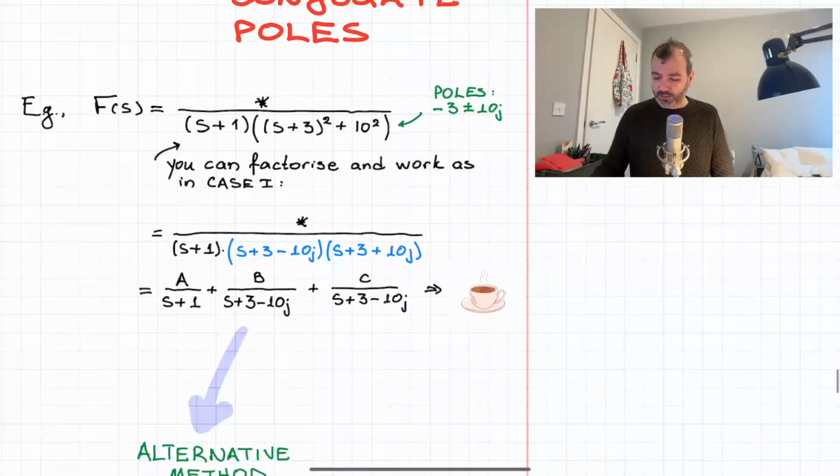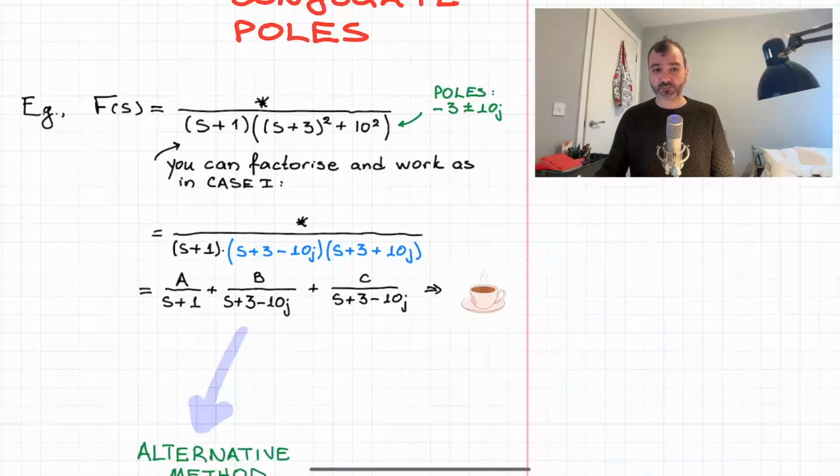We can say, if we like, that this is s plus 1, and since this is really 2 poles, we can write s plus 3 minus 10j, s plus 3 plus 10j, s minus 1 pole, s minus the other pole. And then we can expand like this. This is a perfectly legitimate approach.